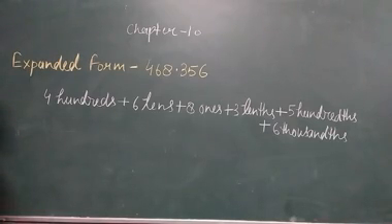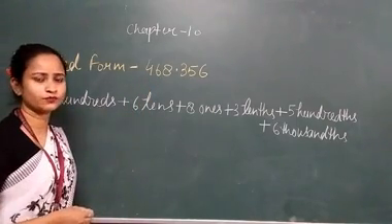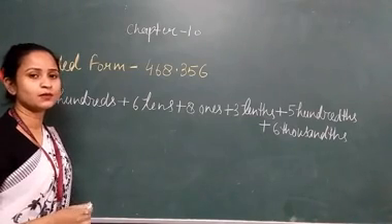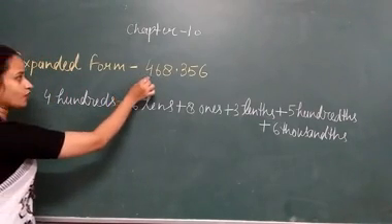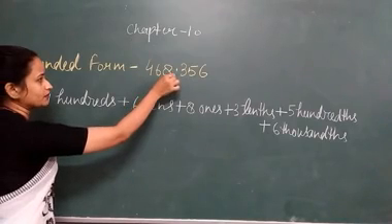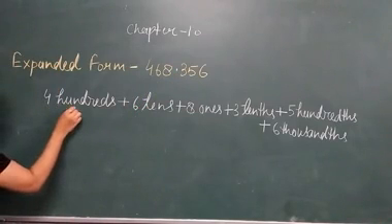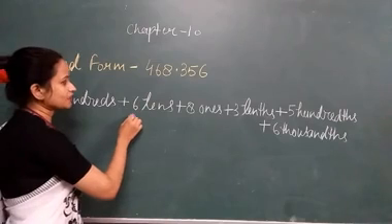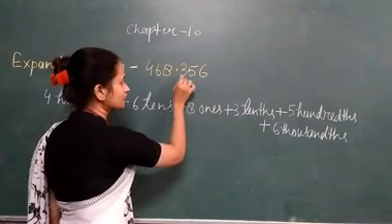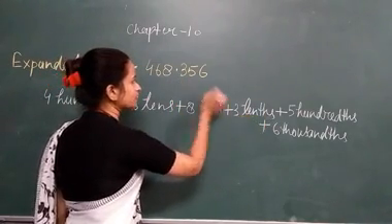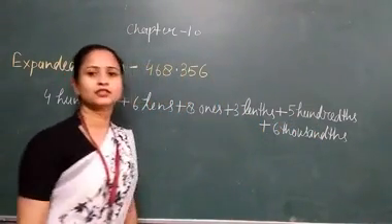The next is expanded form. It means we have to write the given number in expanded form. For example, 468.356: 400 plus 6 tens plus 8 ones plus 3 tens plus 5 hundreds plus 6 thousands.